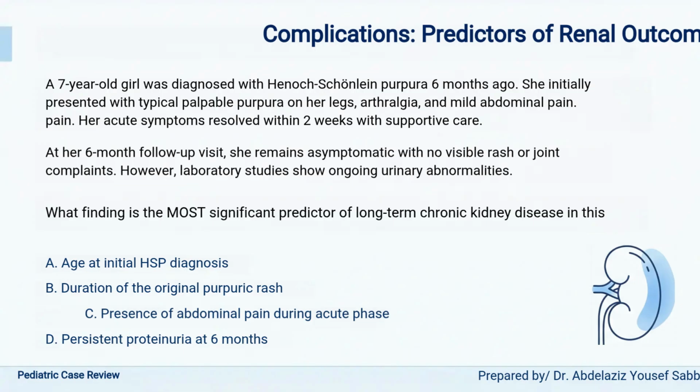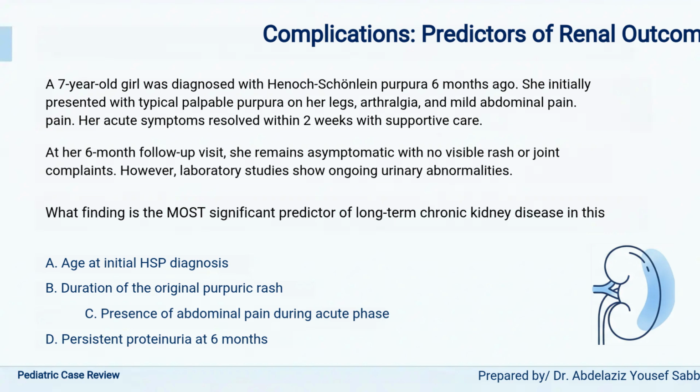Case 14. A 7-year-old girl was diagnosed with Henoch-Schönlein Purpura 6 months ago after presenting with typical palpable purpura, arthralgia, and mild abdominal pain. Her acute symptoms resolved within 2 weeks with supportive care. At her 6-month follow-up visit, she remains asymptomatic with no visible rash or joint complaints. However, laboratory studies show ongoing urinary abnormalities. What finding is the most significant predictor of long-term chronic kidney disease in this patient?